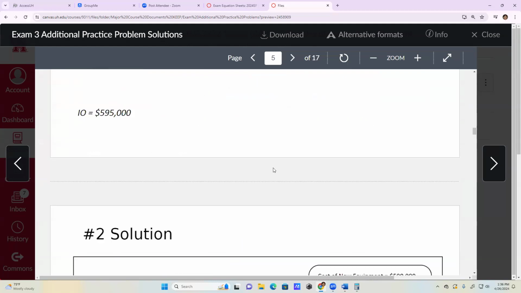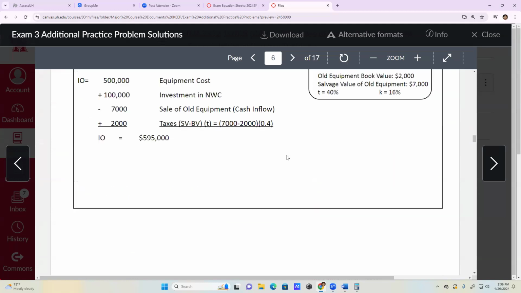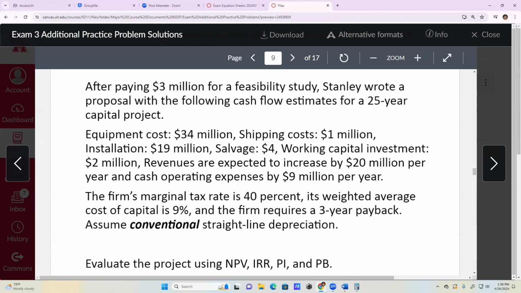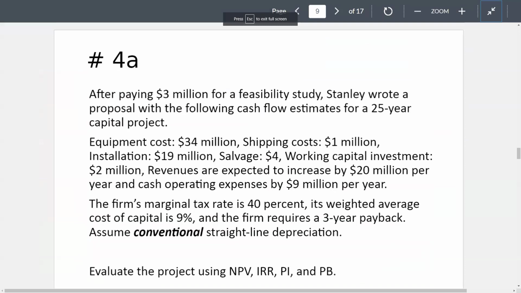And also, given a problem like this, you have to know how to find first the initial outlay, right? Initial outlay, then you want to know how to find the annual cash flow. Lastly, the third thing you have to find is the terminal cash flow. Given those three things, you have to find NPV, IRR, PI, PB, and also know how to find EAA, right?